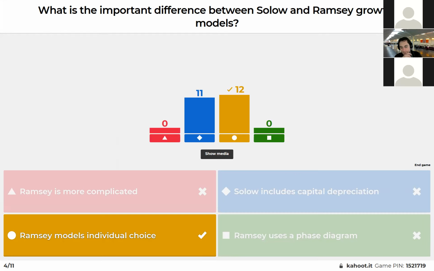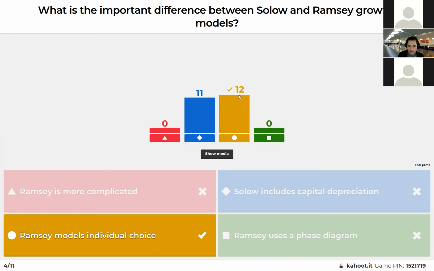Interesting. Okay, so there were two popular answers here. Now, again, all of these things are true. The Ramsey model is more complicated. The Solow model we studied does include capital depreciation, and the Ramsey model doesn't. The Ramsey model does model individual choice, Solow doesn't. And Ramsey does use a phase diagram. That's like the arrows going in different directions.